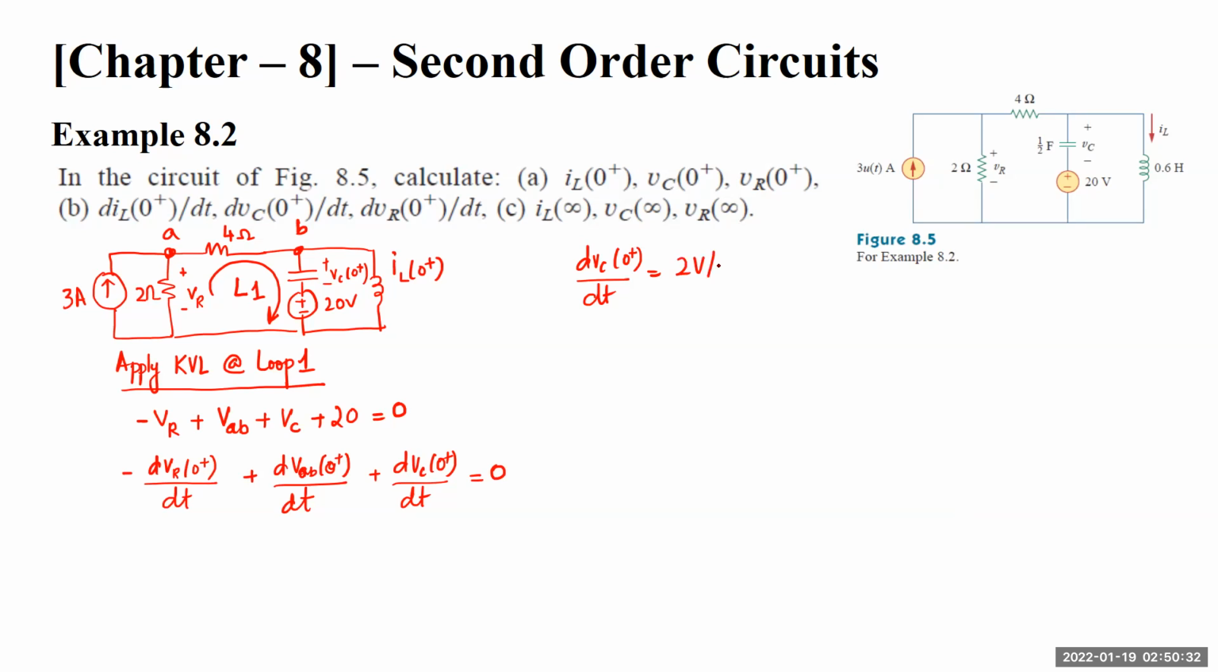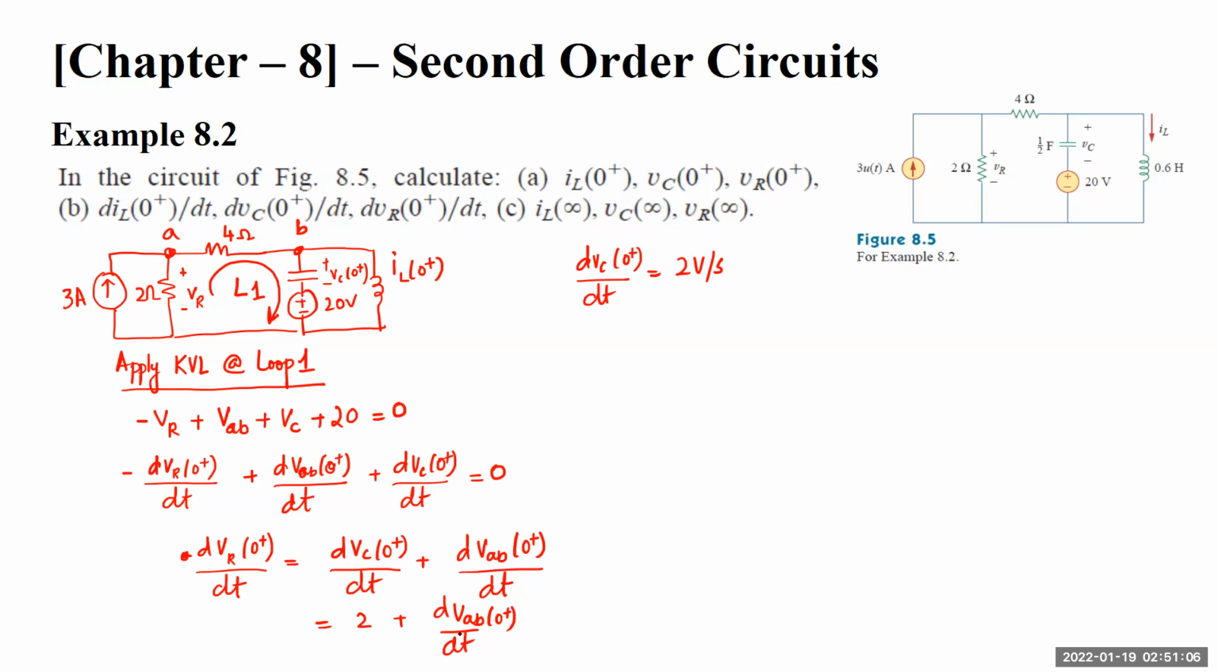So this is equivalent to 2 volts per second. So simplifying this, we get minus dVR 0 positive by dt, or this thing becomes equal to dVC 0 positive by dt plus d times VAB 0 positive divided by dt, and this is equal to 2 plus d times VAB by dt 0 positive, and this is dVR 0 positive by dt. So this is the one equation we get.